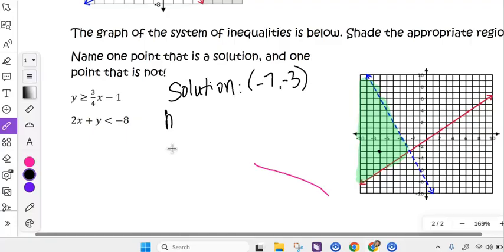And then a non-solution is going to be anywhere over here. So it could be 6, 6 would be a non-solution.